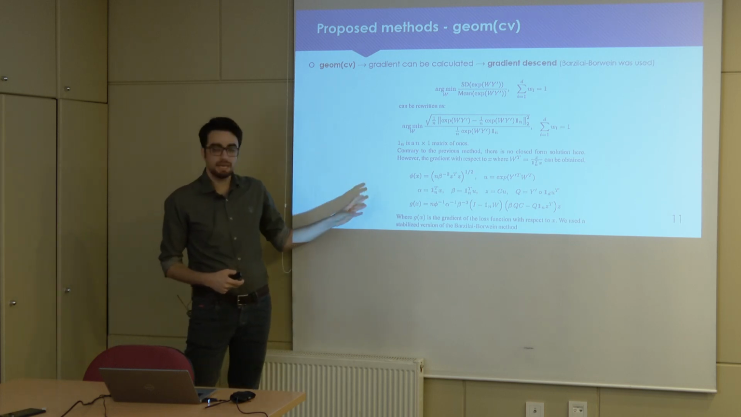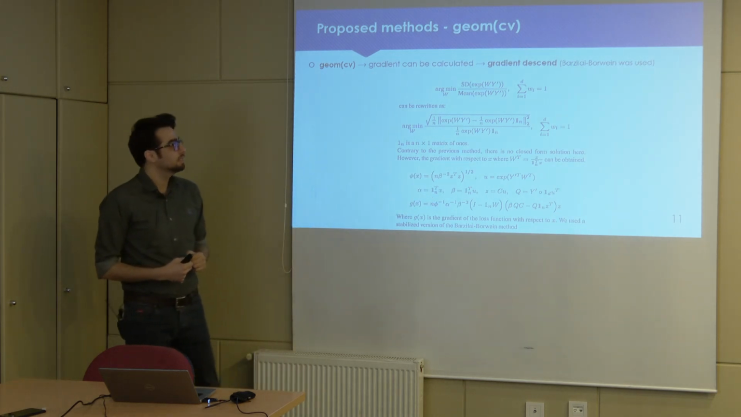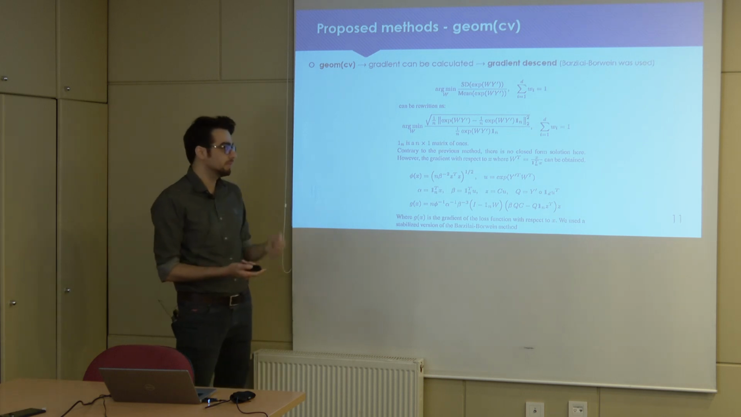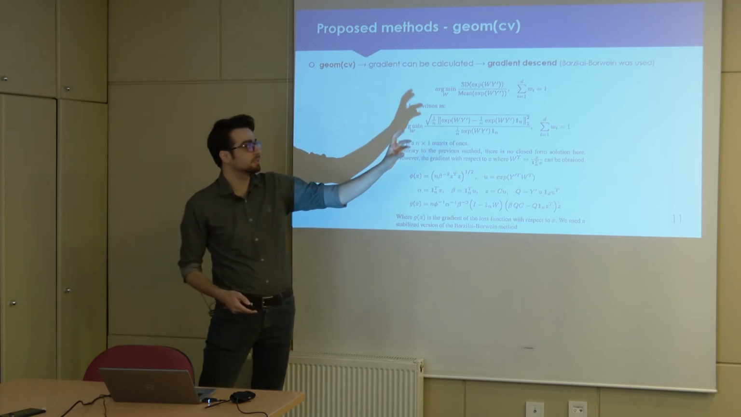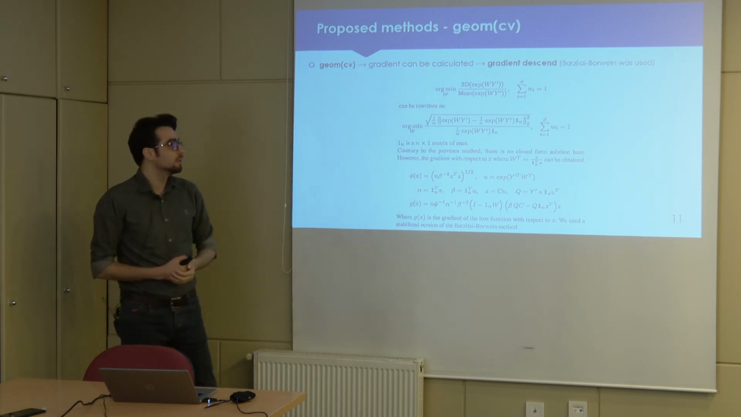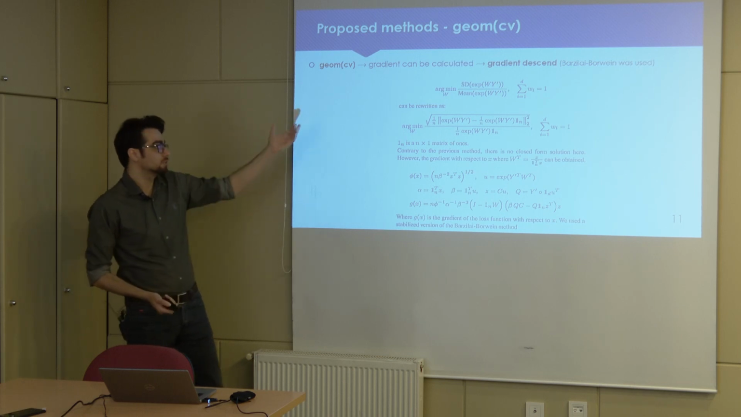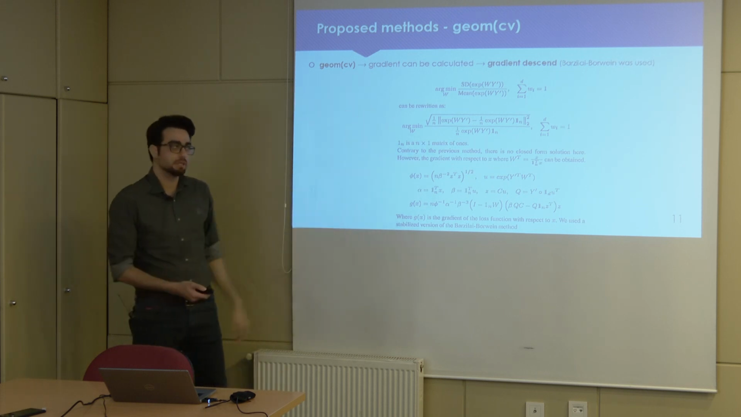Next, the GeoM-CV method. We also tried to find a closed form solution, but we couldn't. But we could calculate the exact gradient for it, and we can use gradient descent to minimize it. We used a special gradient descent method called Barzilai-Borwein here. So this was GeoM-CV, the weighted geometric mean optimized on coefficient of variation.